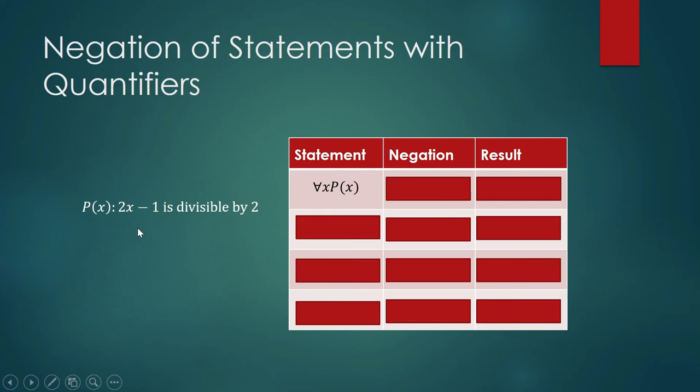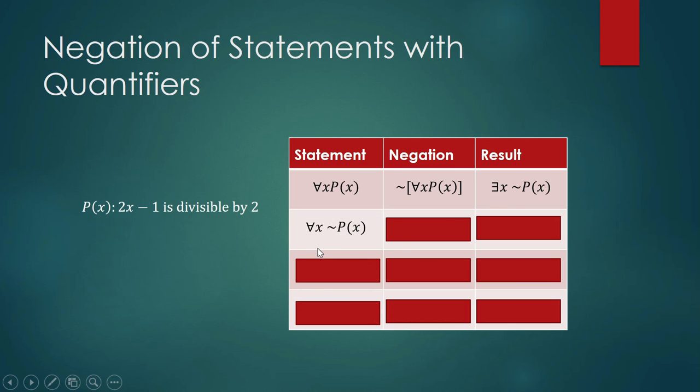Let us put that into action. Let's say, for example, our statement about x is 2x minus 1 is divisible by 2, and our x here is an integer. So for all integer x, P of x is true, or 2x minus 1 is divisible by 2. How do we read its negation? There is an integer x, but P of x is not true, or 2x minus 1 is not divisible by 2.